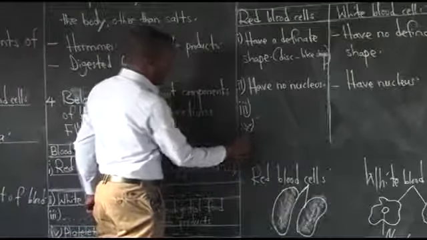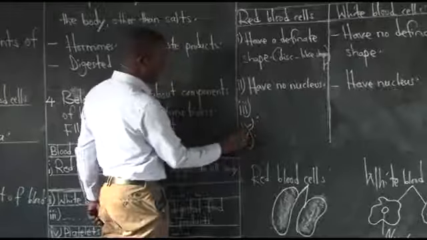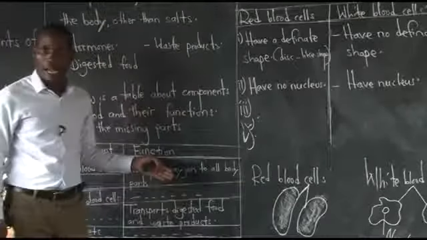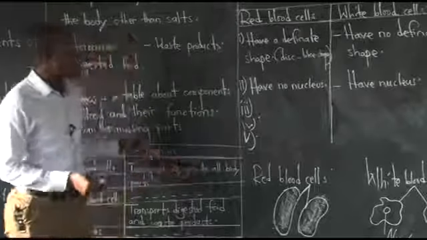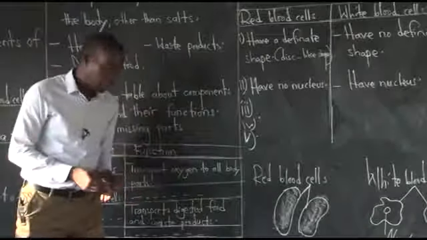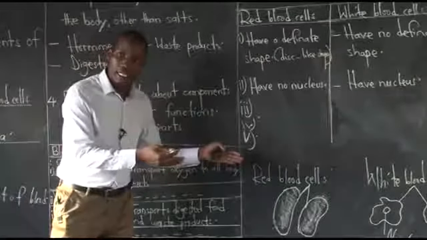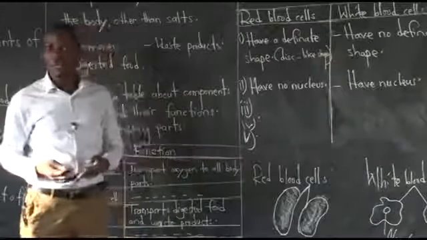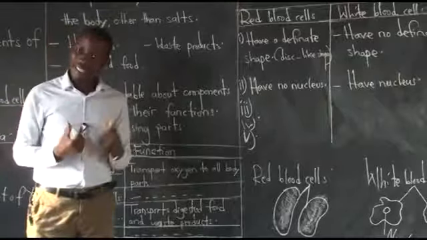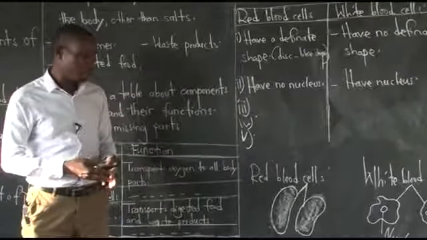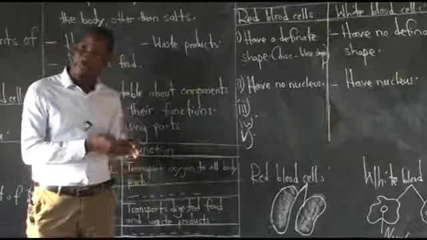Then add the next difference, number 5. For number 5, talk about the functions. Which of them carry oxygen? We know red blood cells carry oxygen, then white blood cells fight against disease germs. That is also a clear difference. So please add the next difference as number 5, which will be about the functions.